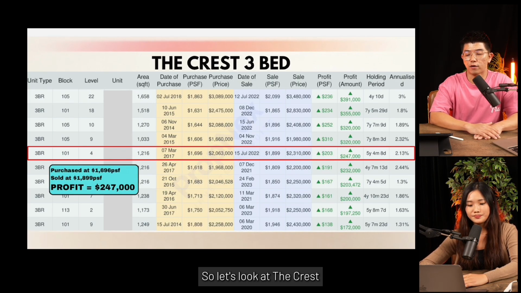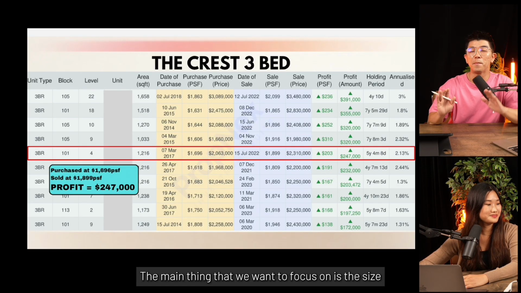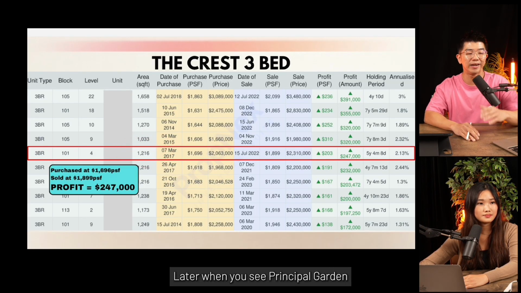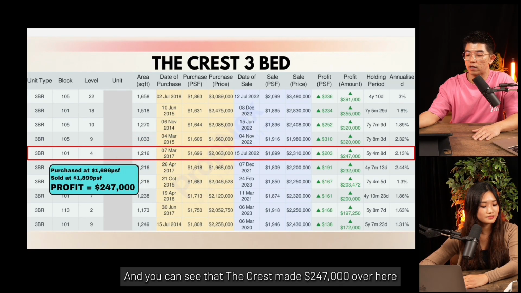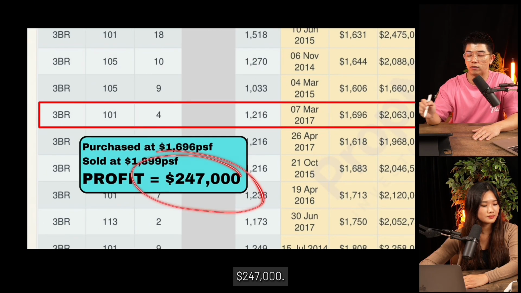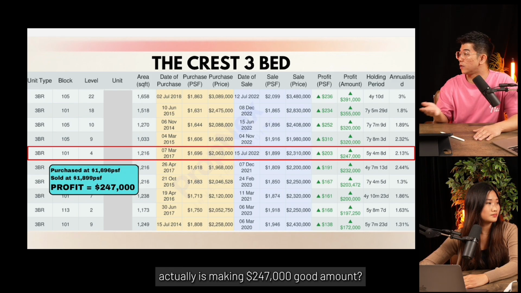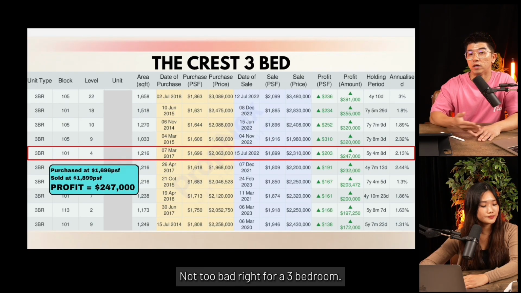So let's look at the Crest. From this analysis, the main thing we want to focus on is the size. This 3-bedroom is 1216. Later, Principal Garden will be of a similar size. You can see the Crest made 247,000 over here. In a resale market, making 247,000 is a good amount. It's not too bad for a 3-bedroom.